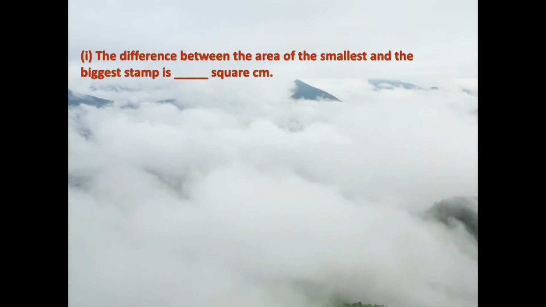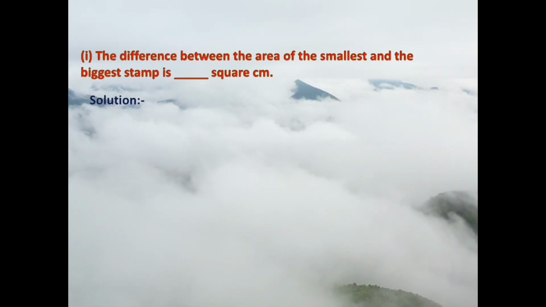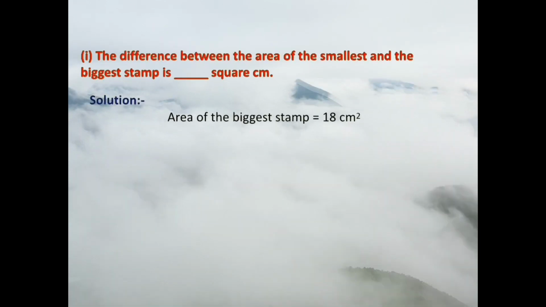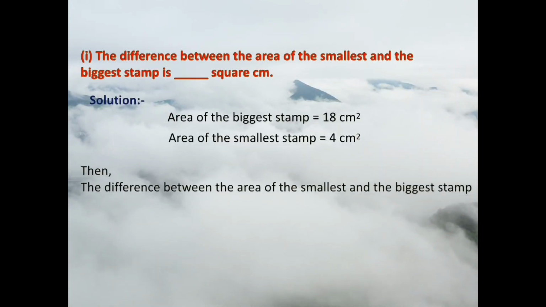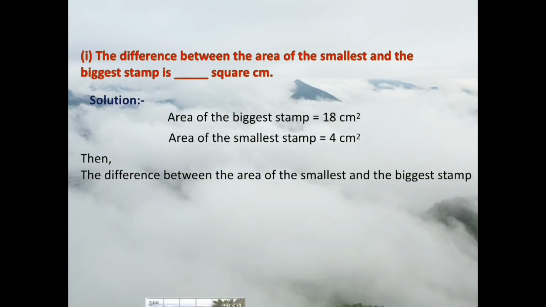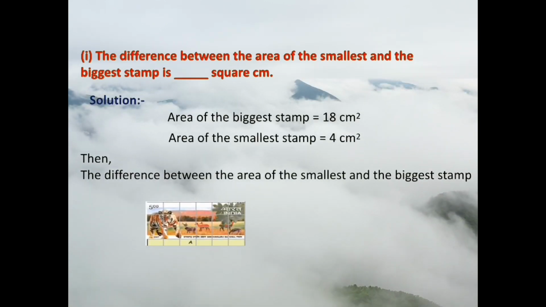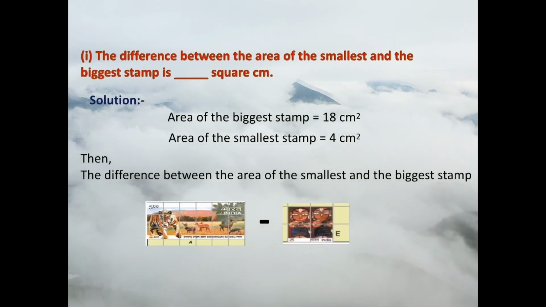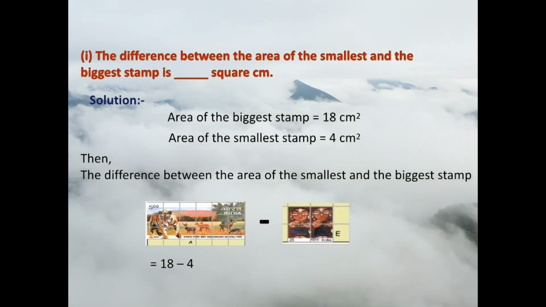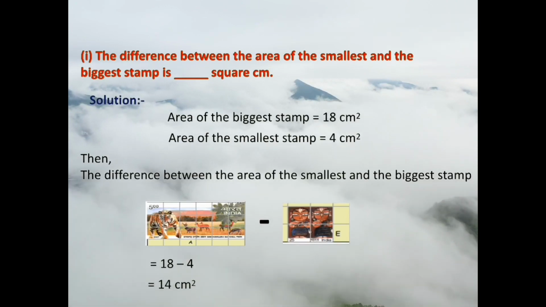The difference between the area of the smallest and the biggest stamp is dash square centimeter. Area of the biggest stamp is 18 square centimeter. Area of the smallest stamp is 4 square centimeter. Then the difference between the area of the smallest and the biggest stamp is 18 minus 4 is equal to 14 square centimeter.